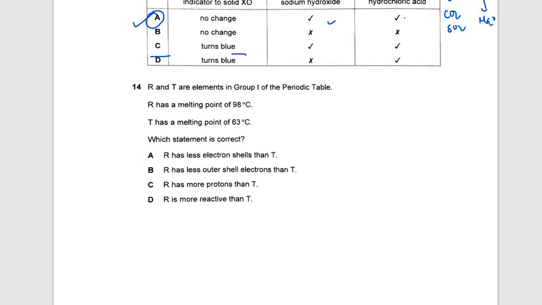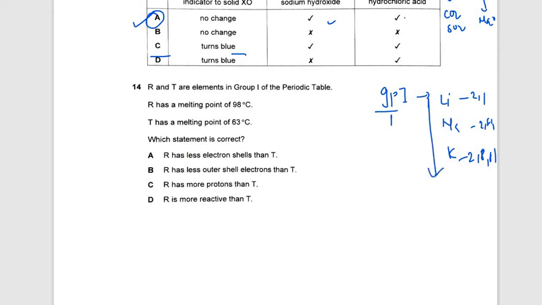R and T are elements in group number 1. Okay, group number 1, what is group number 1? Group number 1 means you have 1 electron in the last shell. For example, lithium, sodium, potassium, right? 2, 1; 2, 8, 1. Then you have 2, 8, 8, 1.